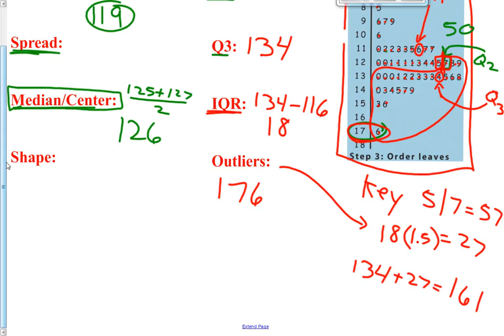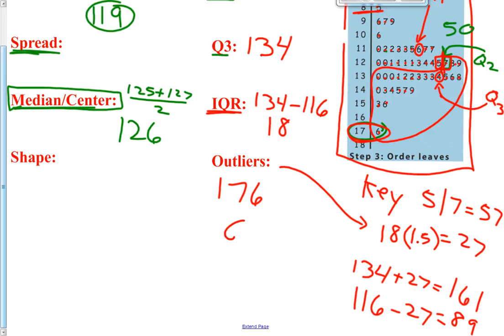We have to do the same thing to see if it's less than Q1. Q1 is 116, and we have to subtract the 1.5 interquartile ranges. So subtract 27. 116 minus 27 is 89. Are there any numbers lower than 89? Because that would be outside the data. Are there any numbers less than 89? Yes, there is. 85 is less than it.